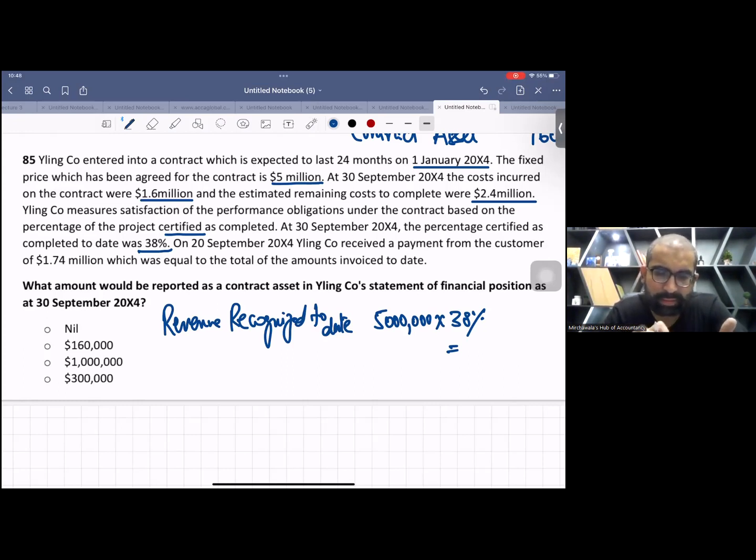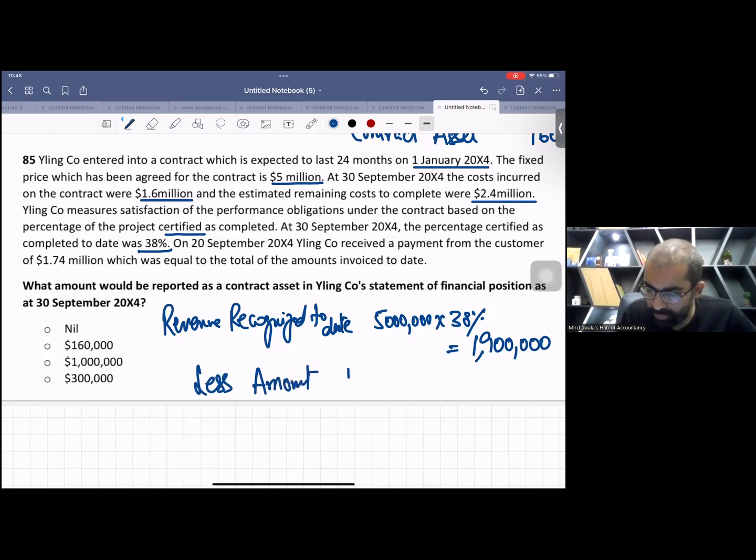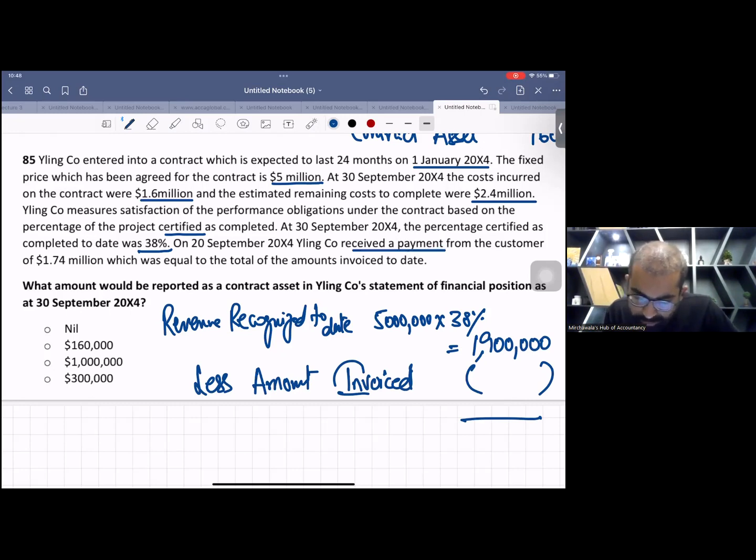5 million times 38%. Yes. 1.9 million less amount invoiced. Okay. Less amount invoiced. Look at here. On 20th September X4, yielding company received a payment from the customer of 1.74 million, which was equal to the amount invoiced to date. So yes. In this question, amount received and amount invoiced is same. So we just want amount invoiced.